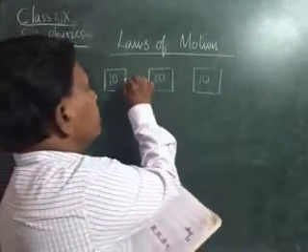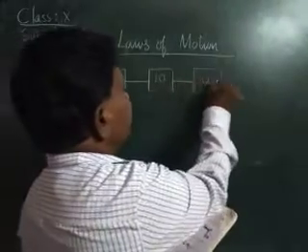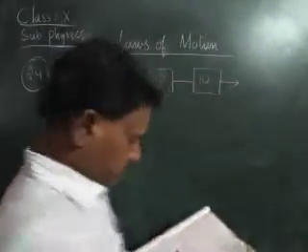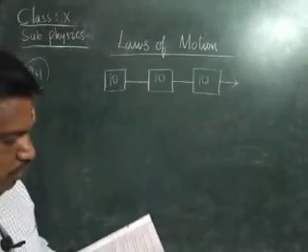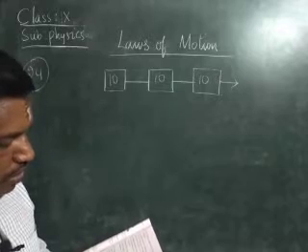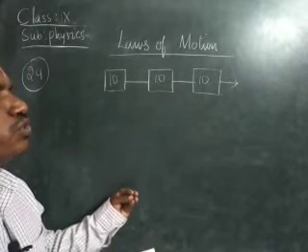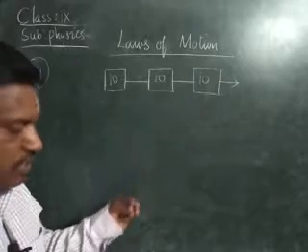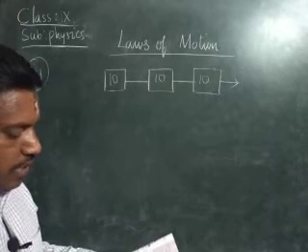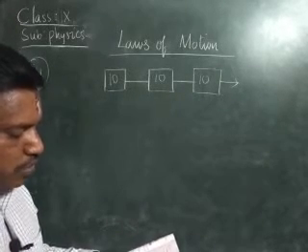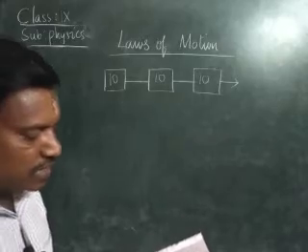They are pulled as shown in the figure, like this, on a horizontal frictionless surface. There is no friction. That means a smooth floor. A smooth floor is a frictionless surface.